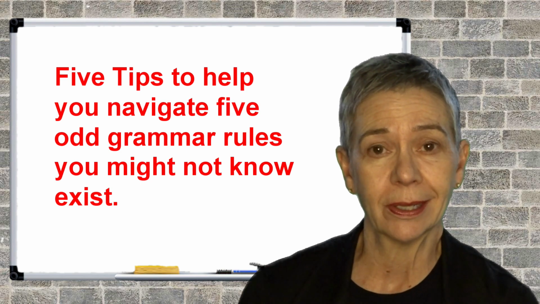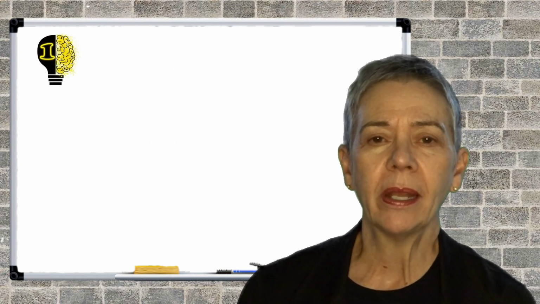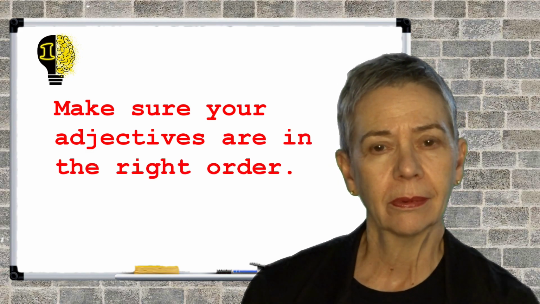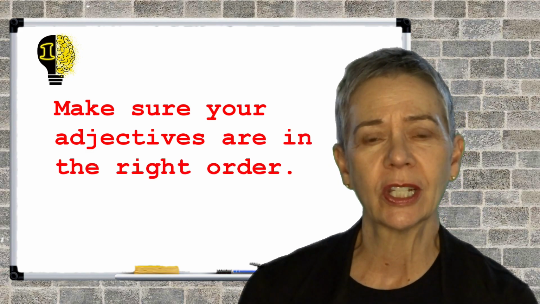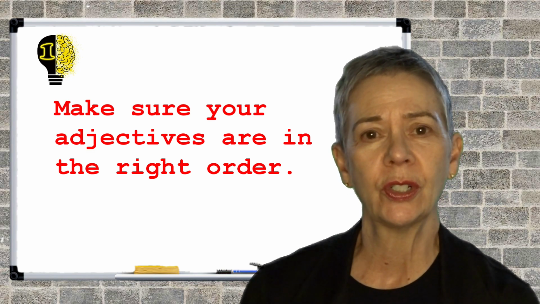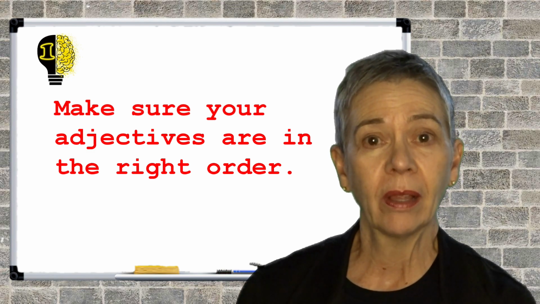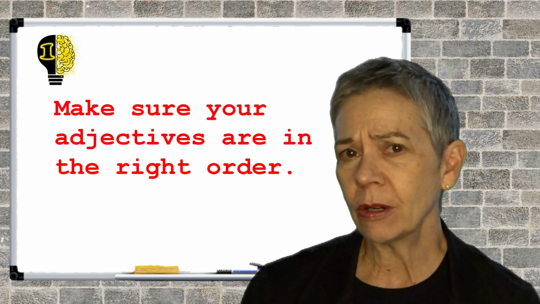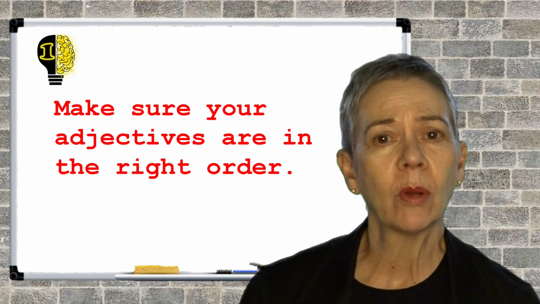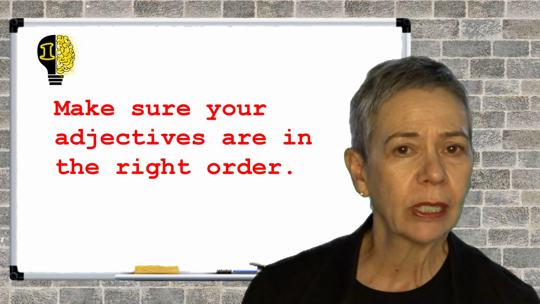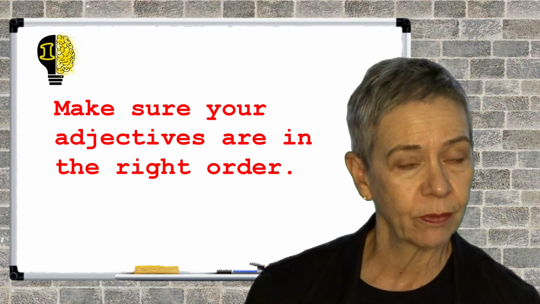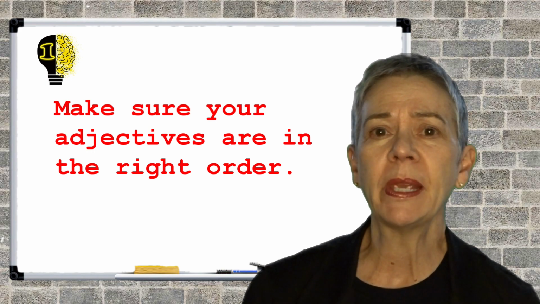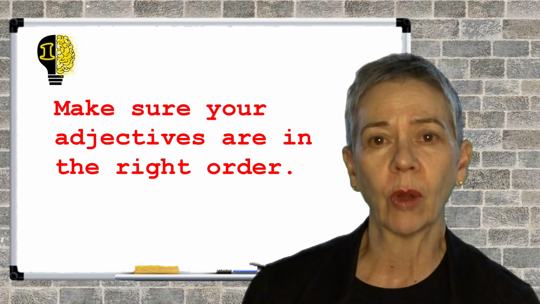So let's get started. Tip number 1, make sure your adjectives are in the right order. What? You say, what do you mean adjectives in the right order? What orders do adjectives have? Well, there are rules about this. One of the things I'm pretty sure about is that you probably get this right most of the time, and you just do it naturally if English is your first language. If it's not your first language, that can be more of a problem. But when you learn to speak the language, you generally learn them in the right order.